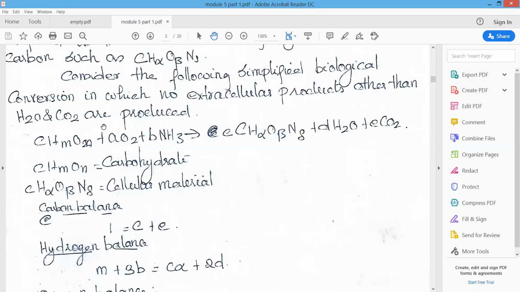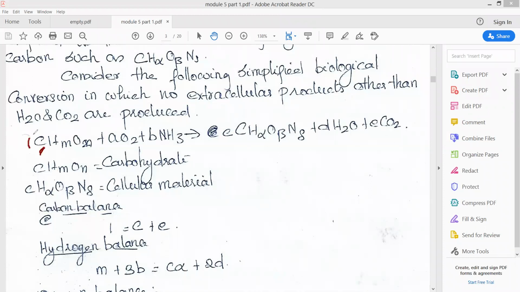So for example, for this equation, how will you write the carbon balance? You should see that the amount in reactants is equal to the amount in products. Here you have CHmOn plus aO2 plus bNH3 gives CHαOβNγ plus dH2O plus eCO2. What you should remember is reactants is equal to products. First element is carbon, so we will start with the carbon balance.